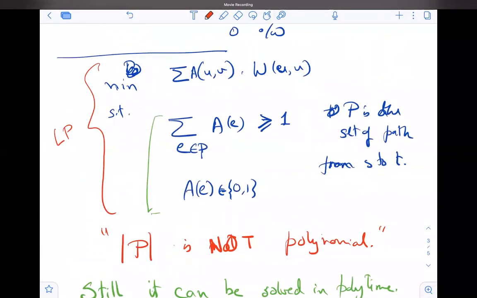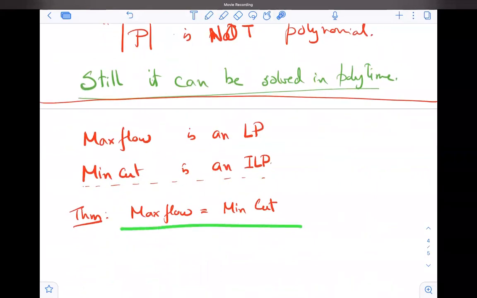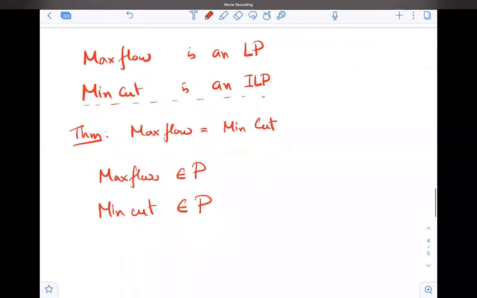Even forgetting the fact that it's an exponential size or not, the issue is that it's an ILP that is much more complicated than an LP. Whereas max flow is an LP, so that means you can solve max flow in polynomial time. Min cut as such cannot be solved in polynomial time immediately. It's not clear how you can solve it in polynomial time. But we have the max flow min cut theorem. So using this theorem, what can we say? That the subset of inputs in this ILP are such that it is polynomially solvable. Max flow is polynomial time solvable, and so is min cut. Both of them are polynomial time solvable.